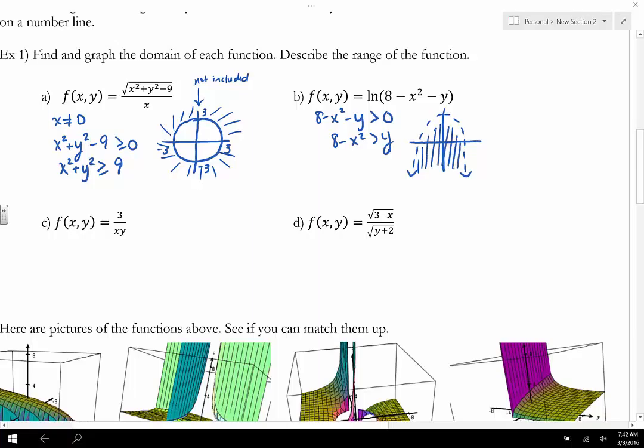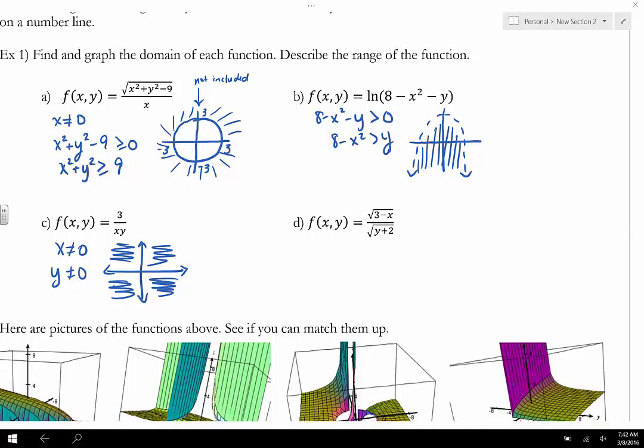So there's my domain. For 3 over xy, since the bottom can't equal 0, that means x can't equal 0 and y can't equal 0. So that means my axes aren't included. So it would be everything in this quadrant, everything in that quadrant, everything in this quadrant, everything in that quadrant, but not including the axes.